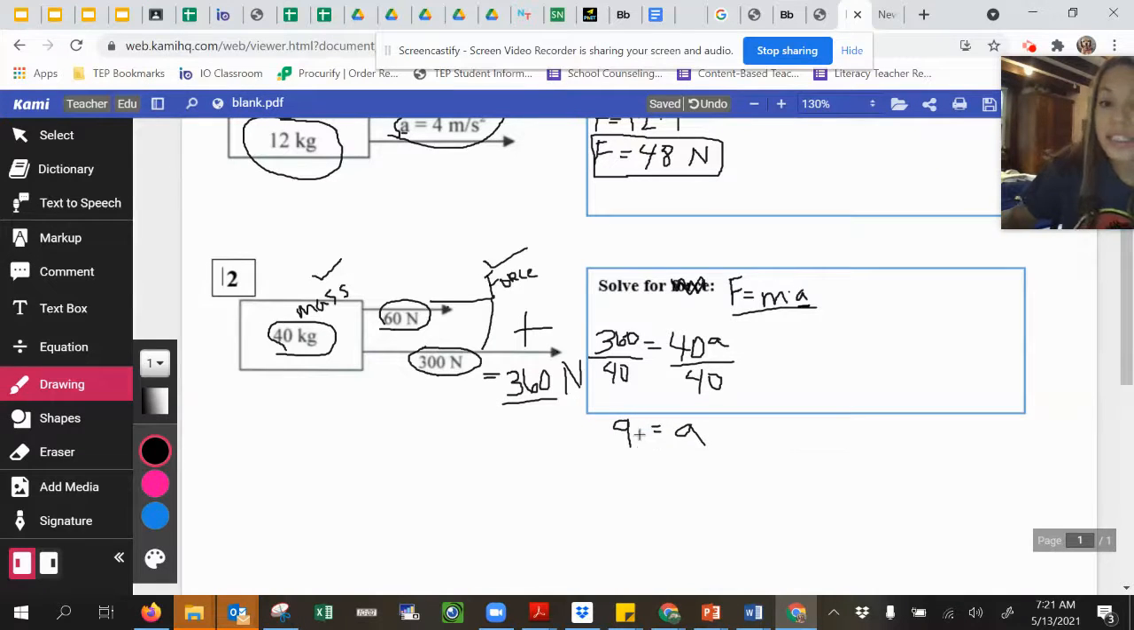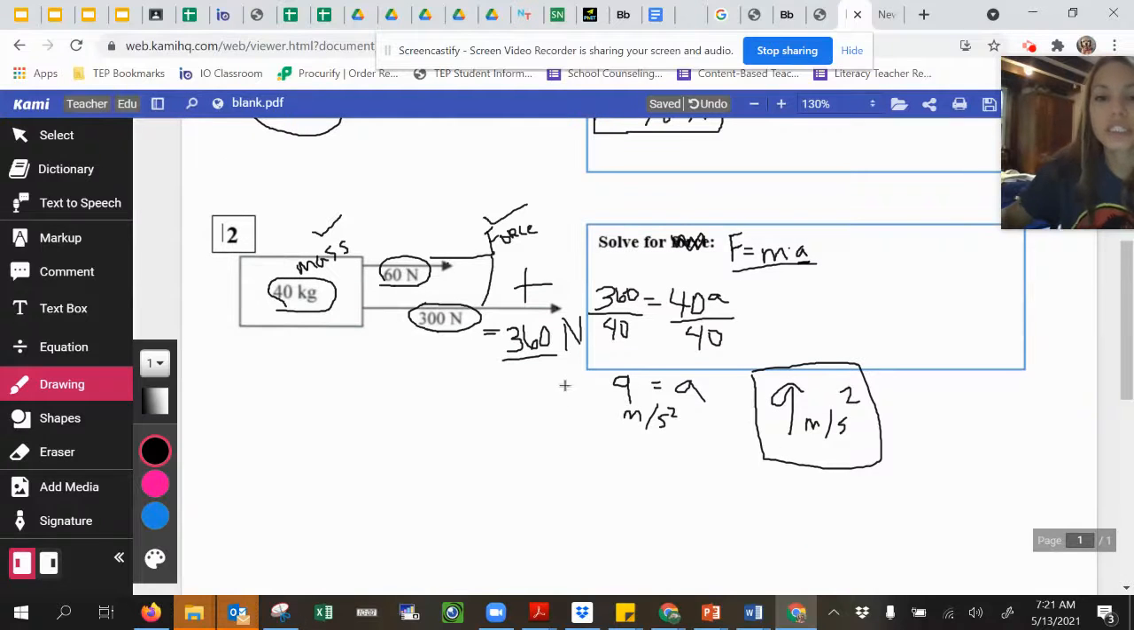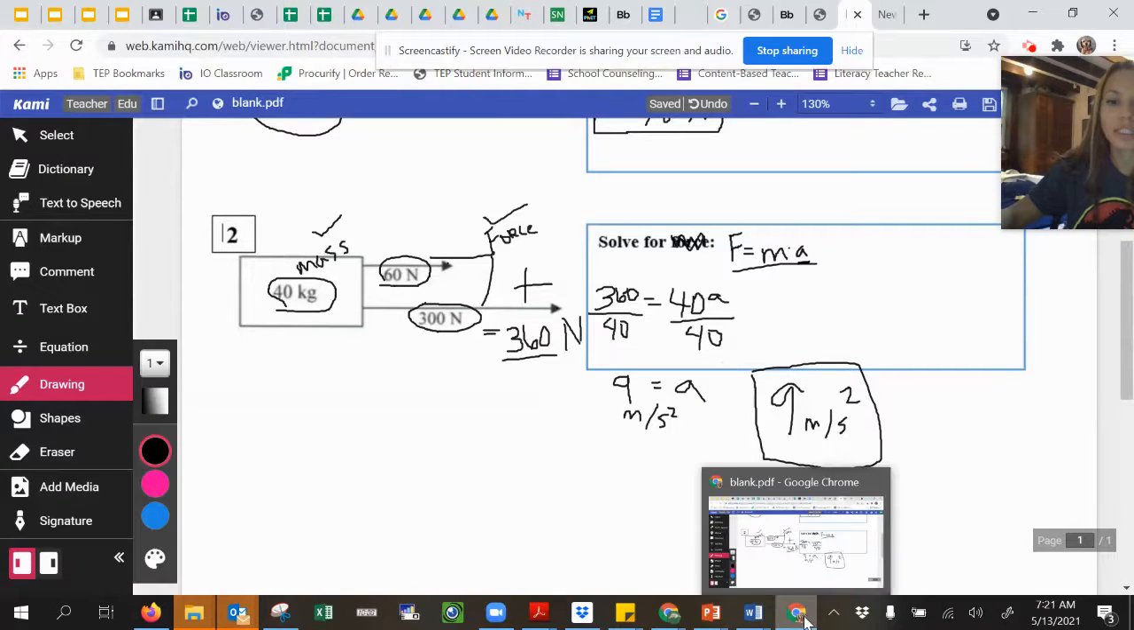Okay, and it's not just 9. What is the unit for acceleration? 9 meters per second squared. I'll go ahead and rewrite it here. It is 9 meters per second squared. Okay, if you're online, you can review this video over if you need to. If not, then just continue to work on it.